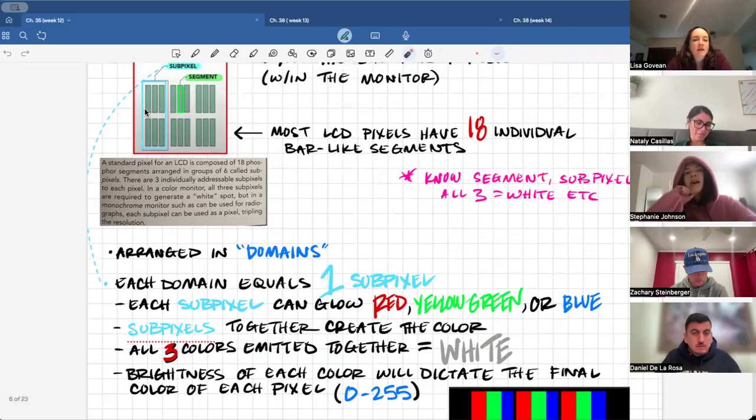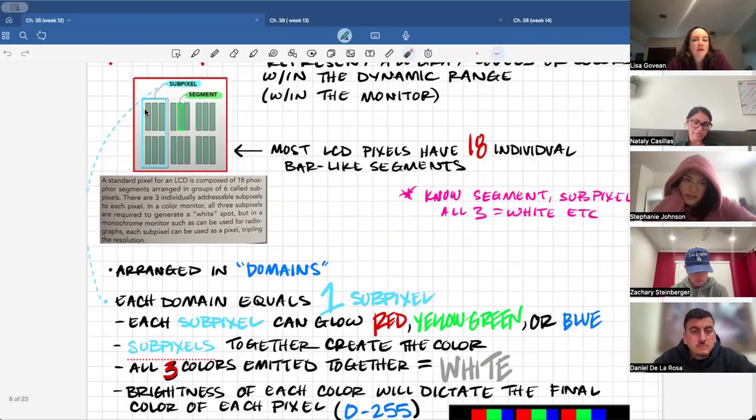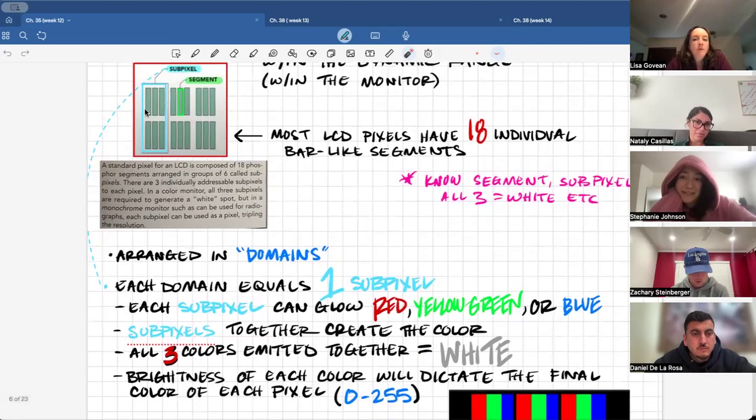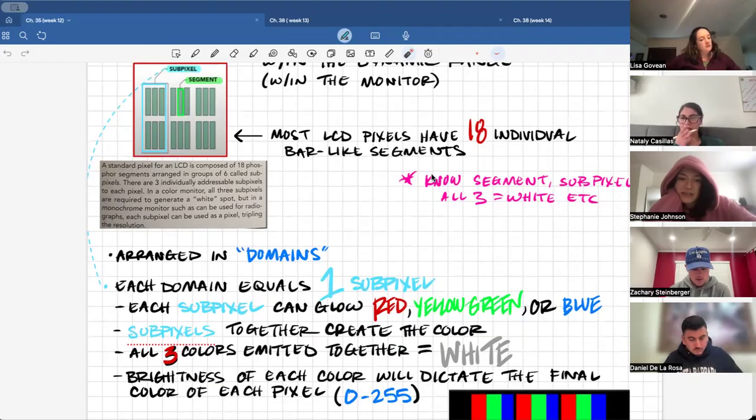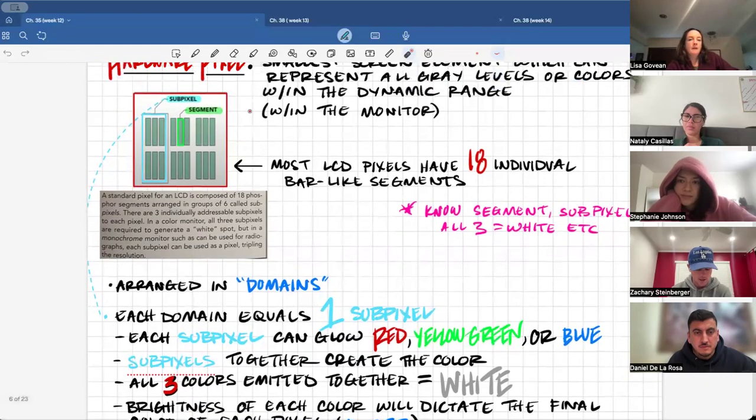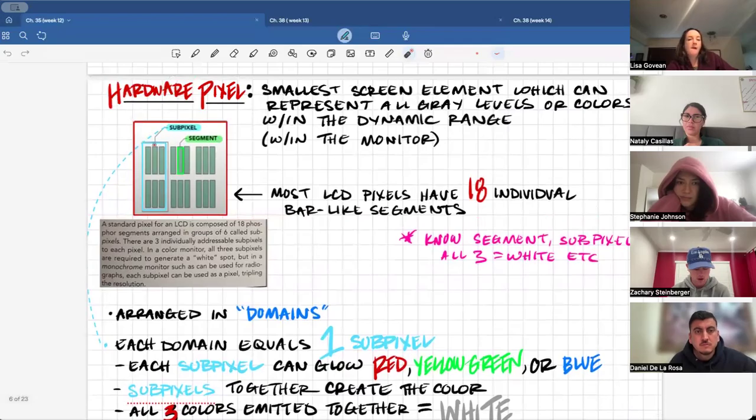I know he had two video links, and I think it was about pixels. So maybe we need to rewatch those. Oh, so it says, on 635, in most LCDs, a single hardware pixel actually consists of 18 individual bar-like segments. So a pixel is made up of 18 bar-like segments. So this whole box right here is a pixel. The entire thing is a hardware pixel.